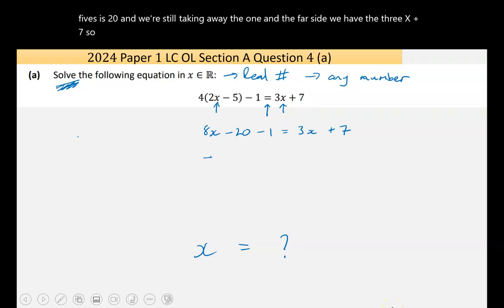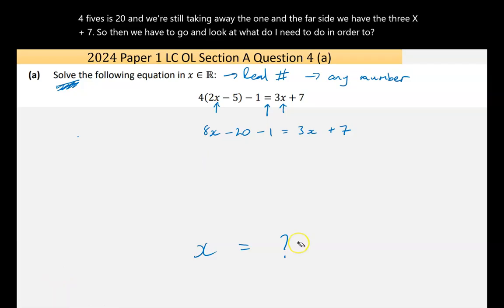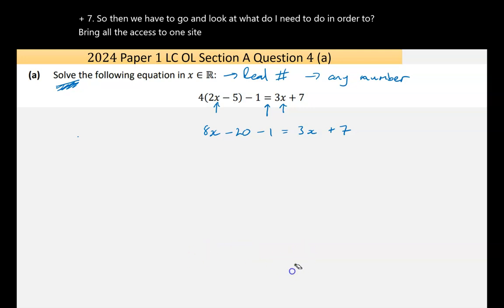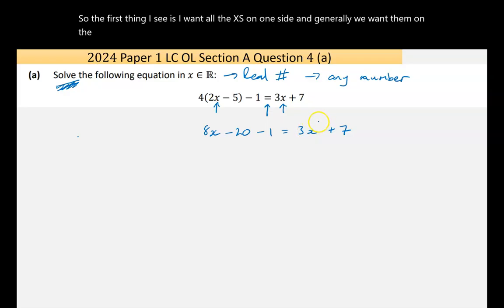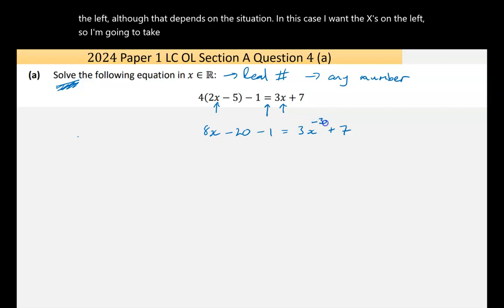So then we have to look at what I need to do in order to bring all the x's to one side. So I'm going to clear off some of the fluff here. The first thing I see is, I want all the x's on one side, and generally we want them on the left, although that depends on the situation. In this case, I want the x's on the left, so I'm going to take away 3x from the right. If you take away 3x from 3x, you get nothing.